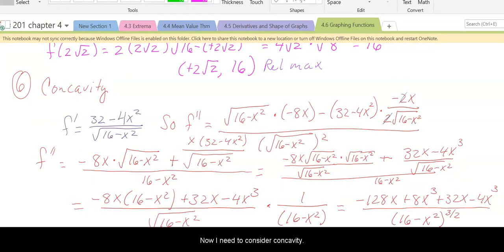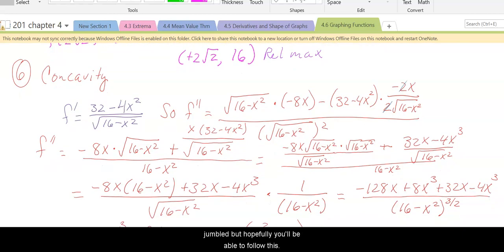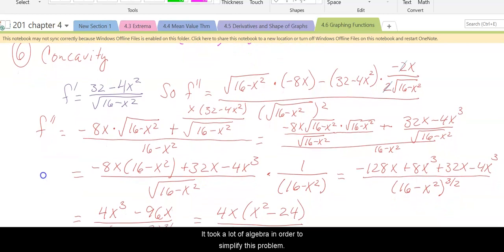Now I need to consider concavity. In order to find concavity, I need to take the second derivative, which means take the derivative of the first derivative. Notice that because the first derivative is a quotient, this will involve the quotient rule. I started to run out of room and my work got a little jumbled, but hopefully you'll be able to follow this. It took a lot of algebra in order to simplify this problem.